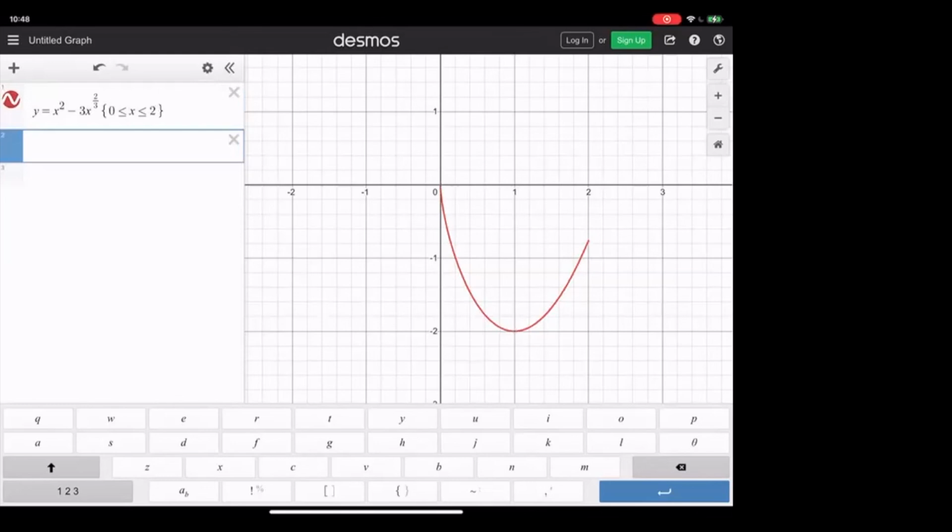And then you can see, right, at 0 is where we have our max. At 1, we have our min. And at 2, it's sort of somewhere in between. So this graph kind of matches what our calculations show us. All right.